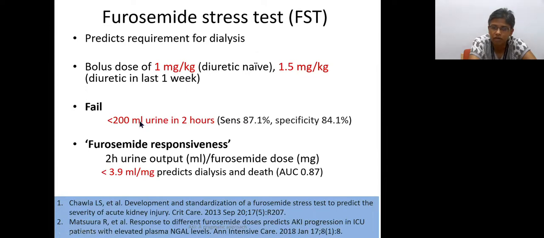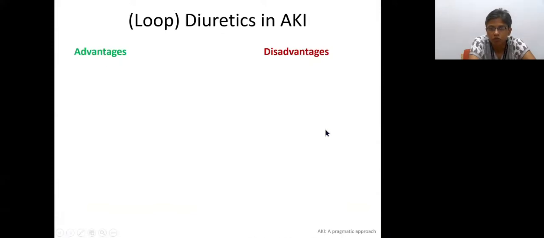People have criticized that you use a blanket value of 200 ml of urine regardless of a person's size or age. So there is something called furosemide responsiveness, in which you look at the 2-hour urine output and divide it by the furosemide dose that you gave. So a value of less than 3.9 ml per milligram would be more predictive of dialysis and death. Okay. So what are the advantages?